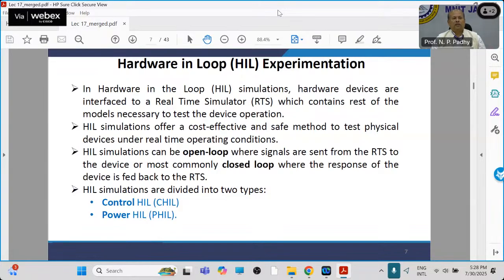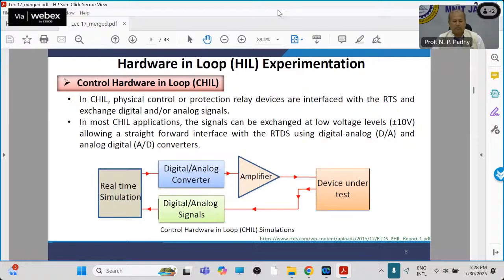It means the simulator will give some signal, the device responds, and again you revert back to the system to see how it responds. When I say the analog signal goes to the device, it goes through an amplifier, which is required as a bridge between your hardware device and the simulator. Are you getting my point? So now there are two types of simulations. Let's see hardware in loop simulation experimentation. We'll focus on CHIL first.